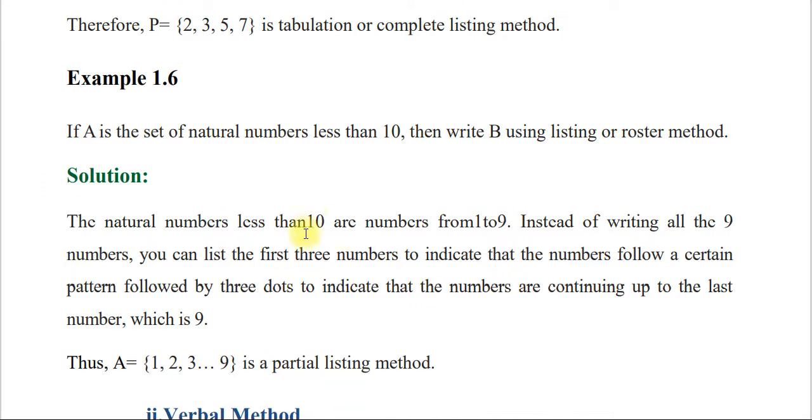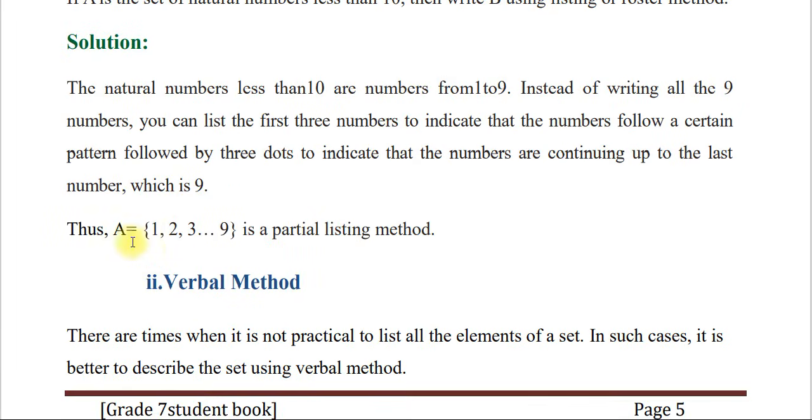ስለዚህ the natural numbers less than 10 are numbers from 1 to 9. Instead of writing all the 9 numbers, you can list the first 3 numbers to indicate that the numbers follow a certain pattern, followed by 3 dots to indicate that the numbers are continuing up to the last number, which is 9. So, A which is equal to the set containing 1, 2, 3, ... 9 is a partial listing method.